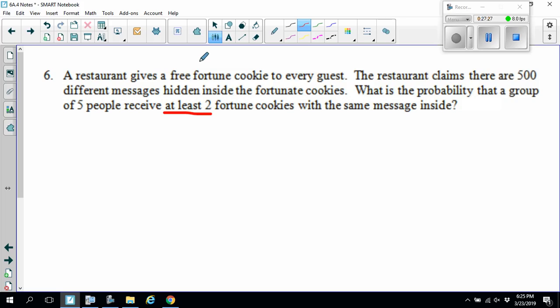That would be 4 different probabilities we would have to find, which can get very tricky. Or we can just use the complement to make it a little bit easier on ourselves. So we're going to find the probability that at least 2 have the same message. Now, I only went up to 5 because in this case, it said only 5 people receive the fortune cookies. Otherwise, I would have kept going on to how many people there were total. So I'm going to say same message.